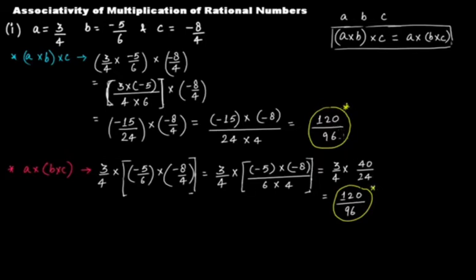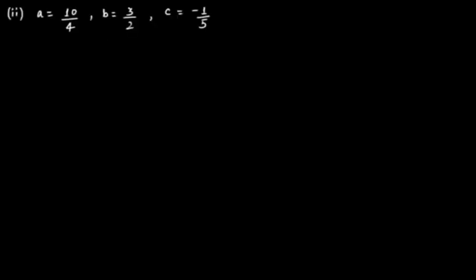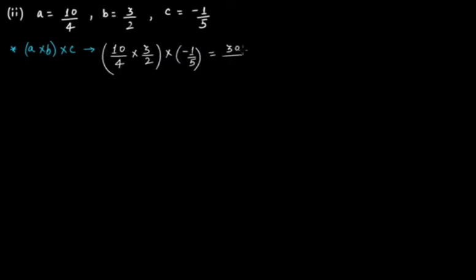It means that both these two are actually equal, right? So in this case, yes, this condition gets satisfied. In this example, first let's solve for (A × B) × C. A is 10 over 4 times 3 over 2 and times minus 1 over 5. This becomes 10 times 3 is 30, 4 times 2 is 8, times minus 1 over 5. So 30 times minus 1 is minus 30, 8 times 5 is 40.